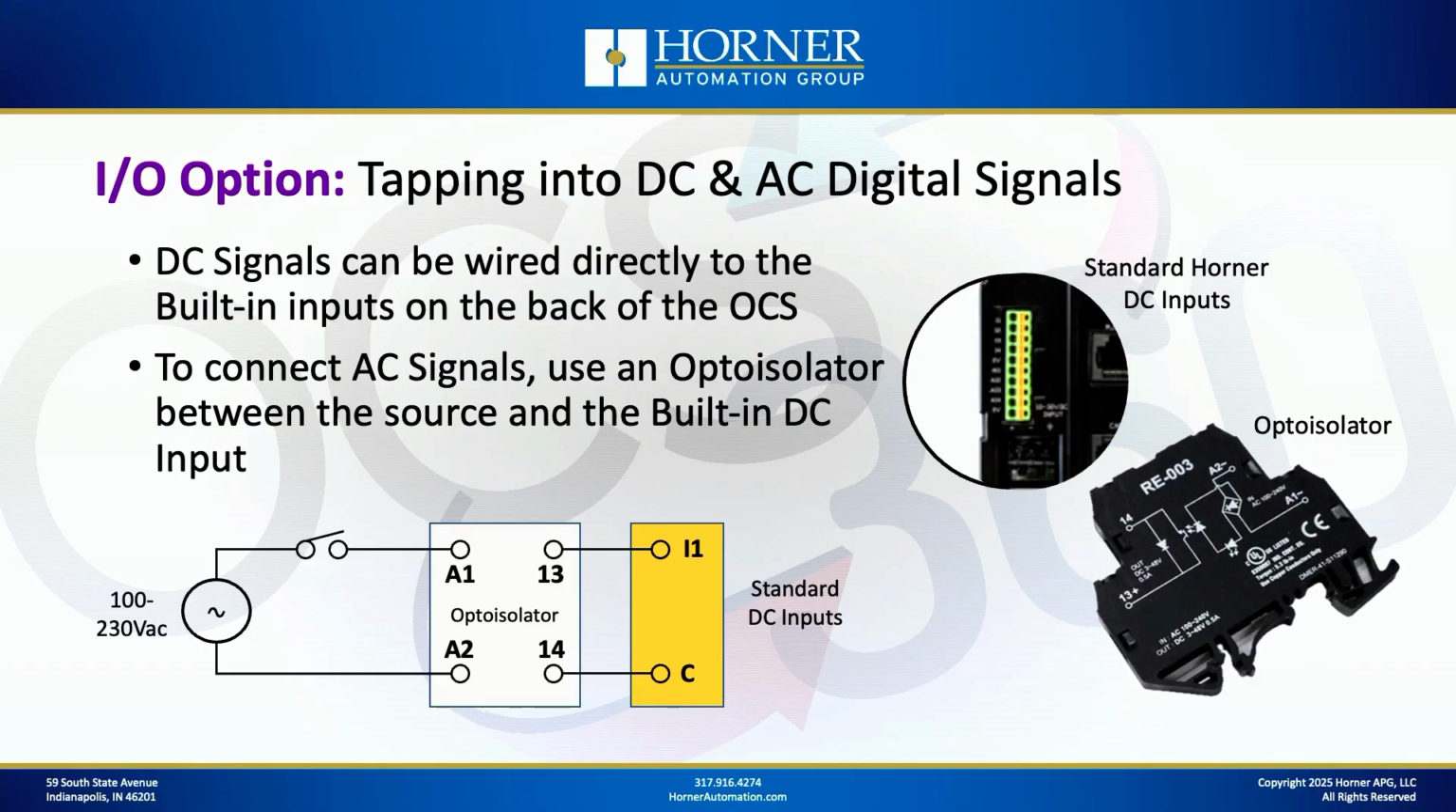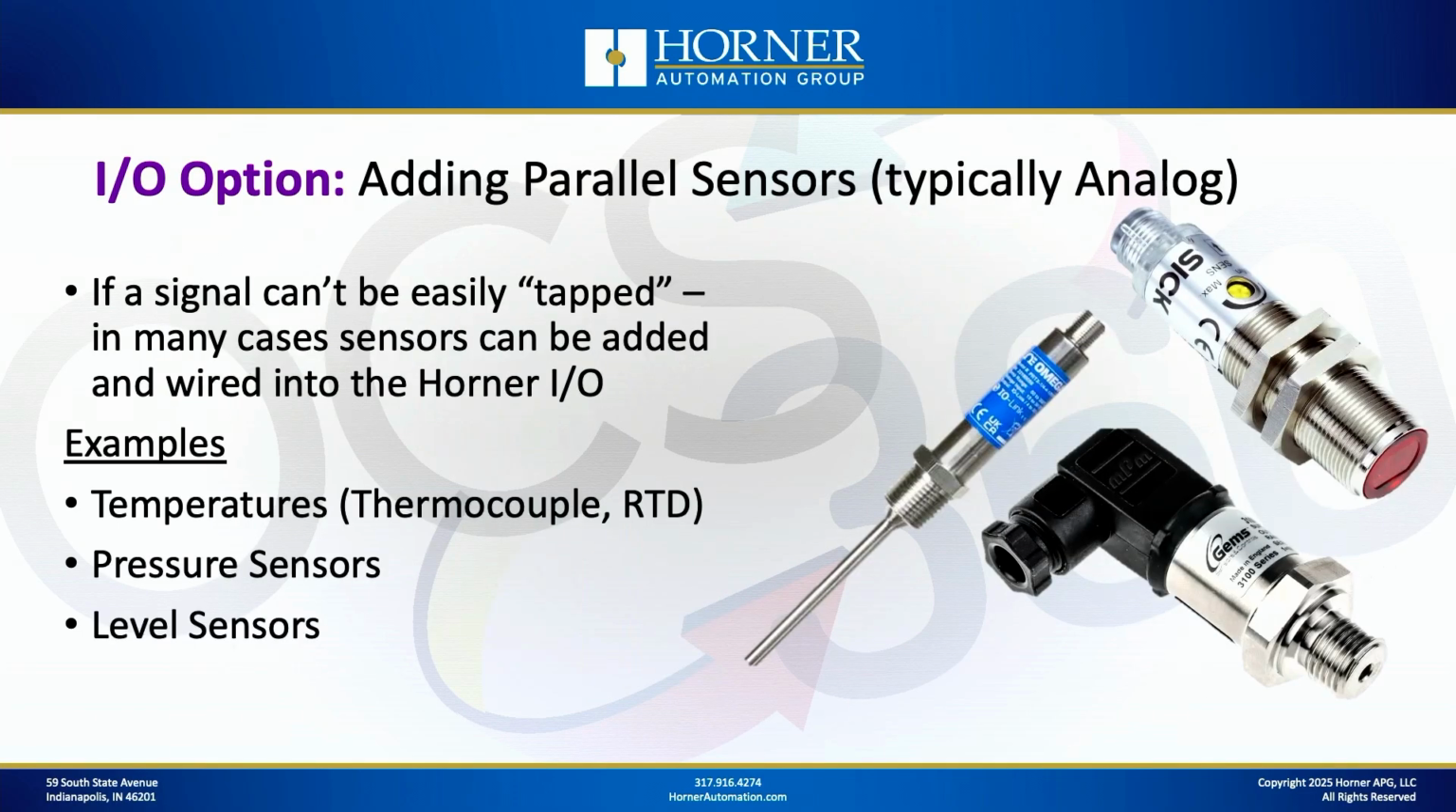Now, if you're talking about one of our other controllers, maybe like the X5 Prime, and you want to tap into an AC signal, you can still do that. You're just going to need some extra equipment to do that with. An example of that would be an opto isolator that you would place between an AC signal you're tapping into and your standard DC inputs on the back of the X5 Prime. That's a simple device that's available that you can use for that particular purpose. So if you have AC signals to tap into, that doesn't mean you're locked into OCS I/O to monitor that signal.